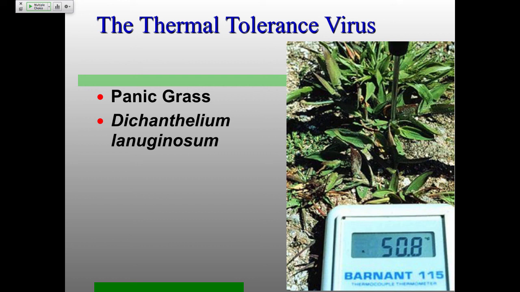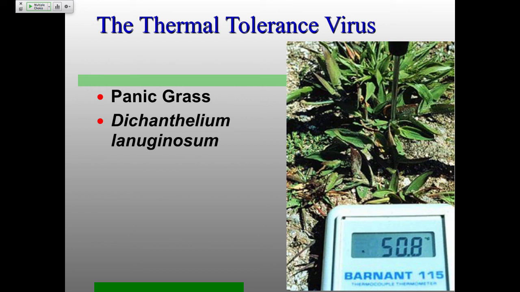Why is it called panic grass? It's called panic grass because it grows at about the highest temperature known for plants to actually be able to stably grow. This is Celsius, and it's a little hard to see where the probe is here, but basically, here's the probe going into and measuring the temperature of the soil right around the roots of this plant, 50 degrees plus. These plants can survive under those conditions.